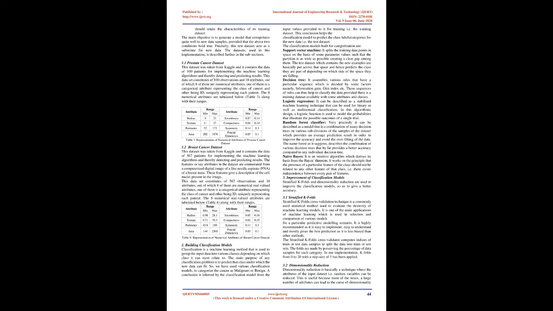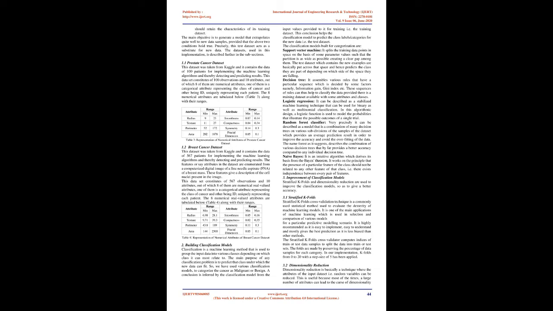1.1 Prostate cancer dataset. This dataset was taken from Kaggle and it contains the data of 100 patients for implementing the machine learning algorithms and thereby detecting and predicting results. This dataset constitutes 100 observations and 10 attributes, out of which 8 are numerical attributes, one of them is a categorical attribute representing the class of cancer and the other is ID, uniquely representing each patient. The 8 numerical attributes are tabulated below. Table 3, Representation of numerical attributes of prostate cancer dataset.